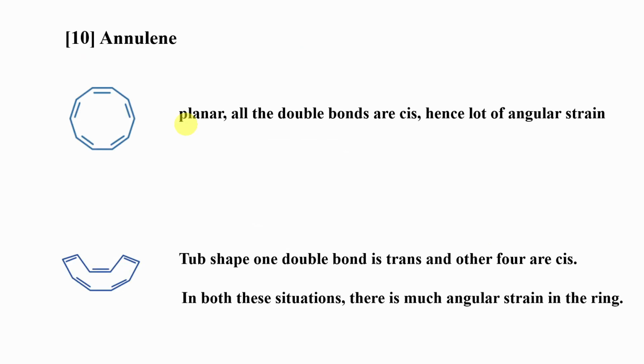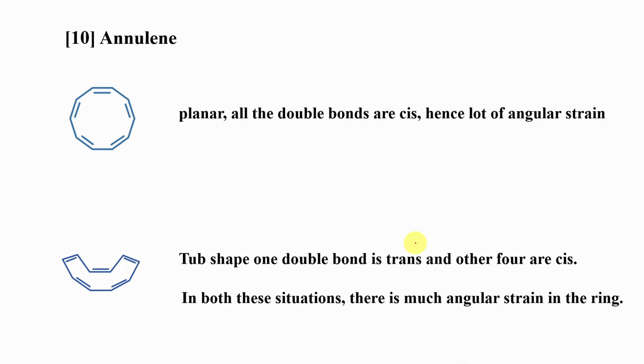Next higher homologue of annulene is 10-annulene. Its planar structure can be represented like this. All the double bonds are cis to each other, and hence the molecule has a lot of angular strain and assumes a tub-shaped structure. In the tub-shaped structure, only one double bond is trans while all the other bonds are cis to each other, and hence there is much angular strain in this ring also.